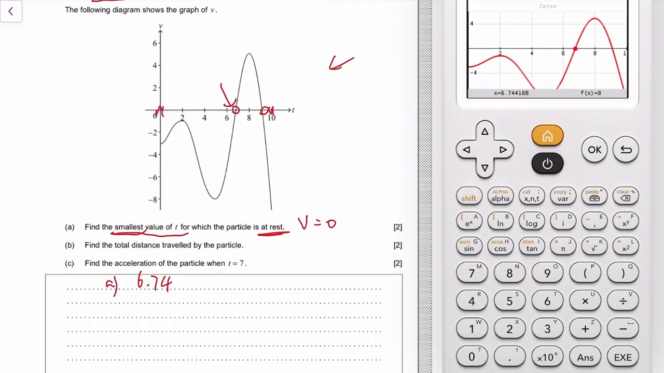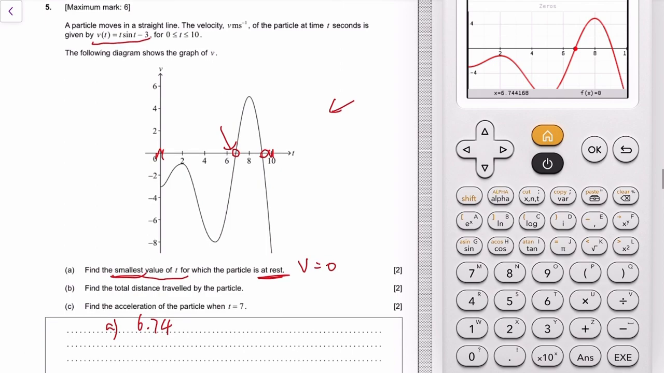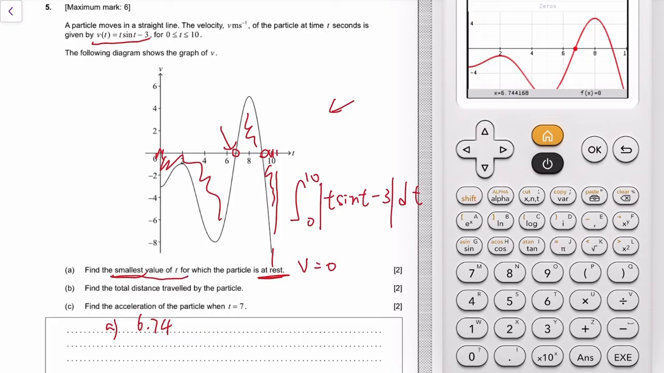Total distance traveled, so that would be like the total area. So if your GDC can input an integral, which it probably can, you can just do integral from 0 to 10 of Vt. But to make sure they add all the area as a positive number, instead of whenever the area is under the x-axis making it negative, you add an absolute value sign around the function, so you have to find that symbol in your calculator.